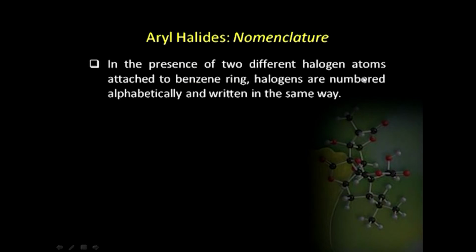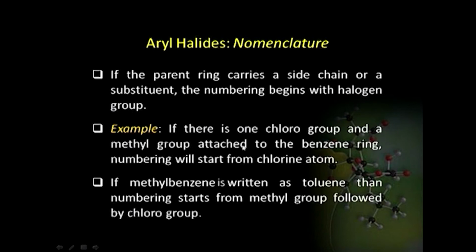In the presence of two different halogen atoms attached to the benzene ring, halogens are numbered alphabetically and written in the same way. For example, if there is one chloro group and a methyl group attached to the benzene ring, numbering will start from the chlorine atom. If methylbenzene is written as toluene, then numbering starts from the methyl group followed by the chloro group.